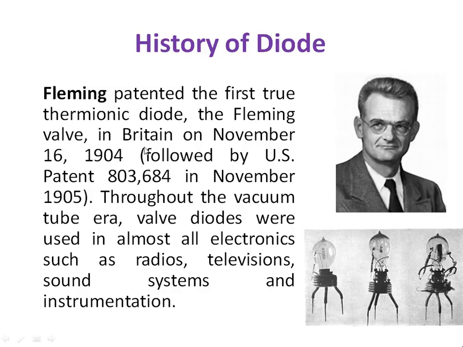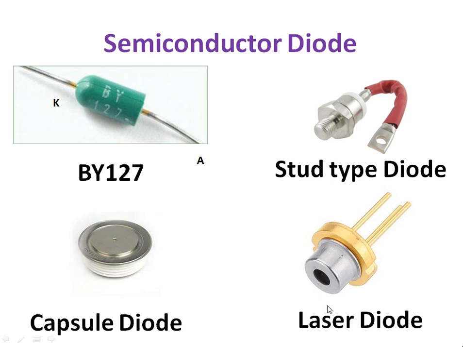And the first diode was invented by Fleming in the year 1904, and the first diode was based on vacuum tube technology, or thermionic emission based technology. And this is the thermionic emission based diode, which contains three terminals: anode, cathode, and the third one is a grid or cathode heater point.